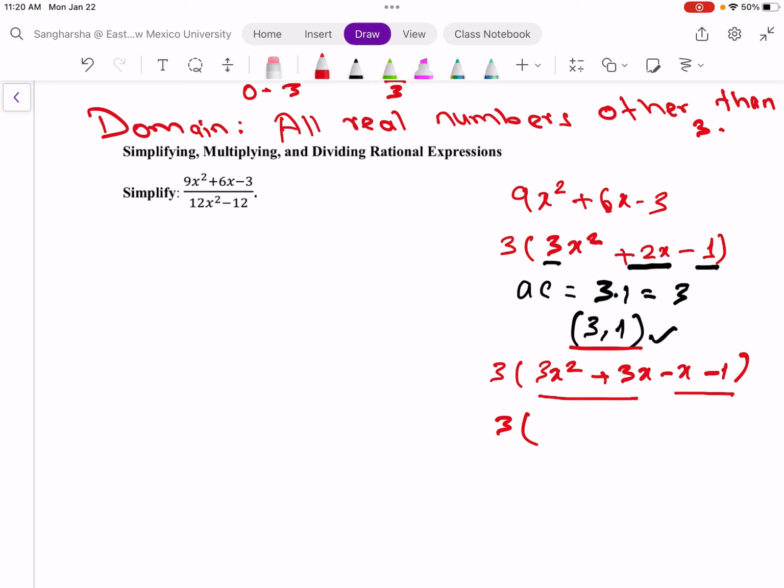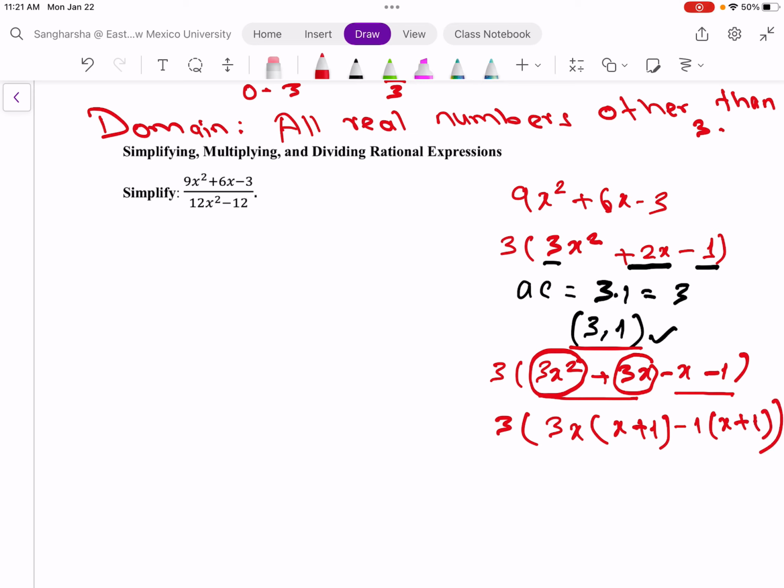In the first 2 terms, do we have any common factor? What is the common factor in the first 2 terms? 3x. So let's factor out 3x. Once you factor out 3x from 3x squared, we have x. And once you factor out 3x from positive 3x, we have positive 1. In the last two terms, what is the common factor? Negative 1. We factor out negative 1 from the last two terms. Once you factor out negative 1 from negative x, that is positive x. And once you factor out negative 1 from negative 1, we get positive 1.